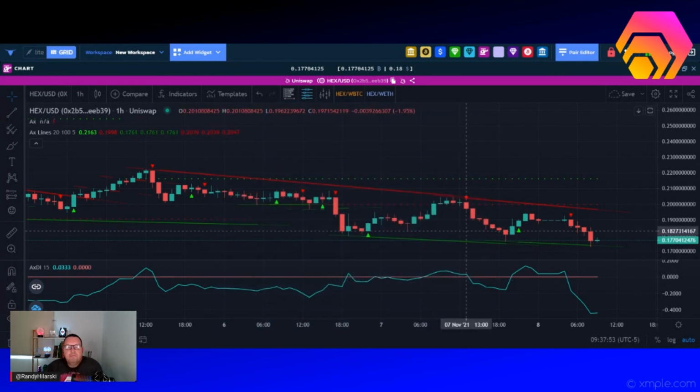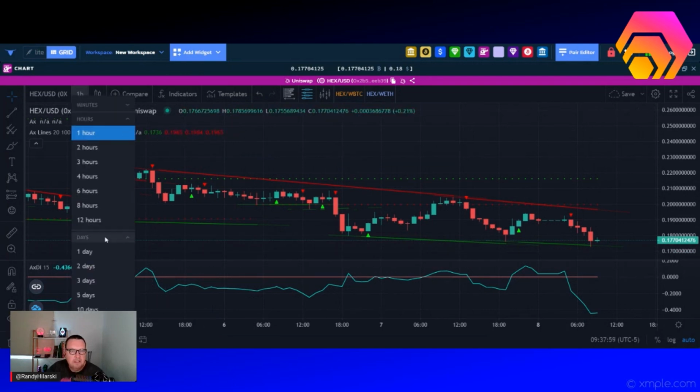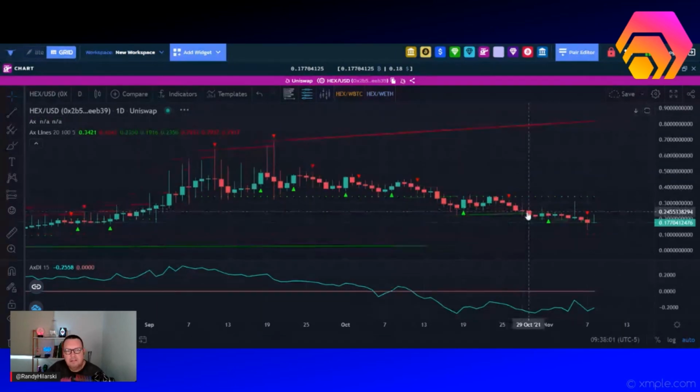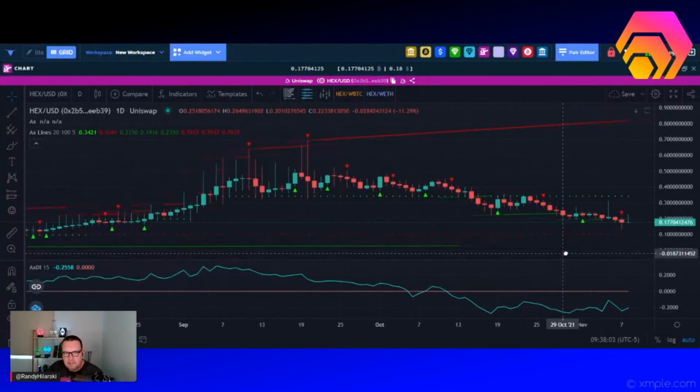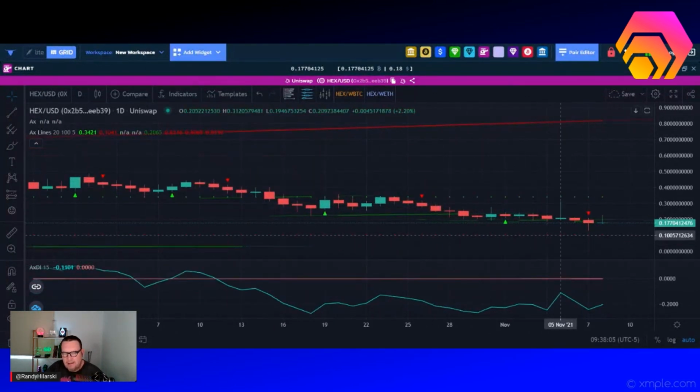All right. So this is your hourly. Who cares about hourly? Let's go longer here. Let's go to the daily. The daily, we just went red again. I was happy when we got this green indicator saying that we were going up, but man, it snuck right back up on us. We are now bearish again.